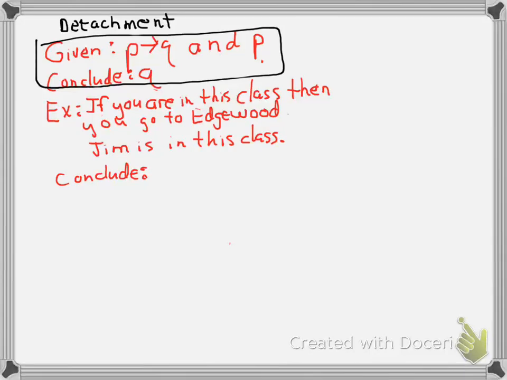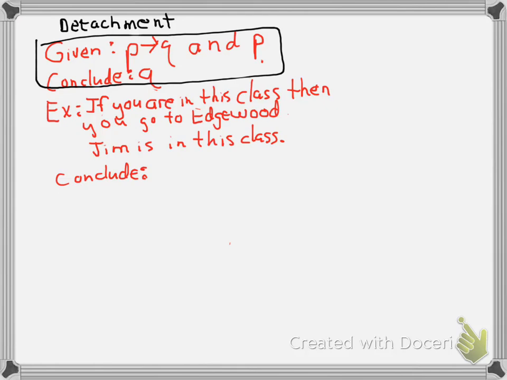The law of detachment gives us a way of drawing conclusions from if-then statements. It says, suppose that you're given an if-then, if P then Q. Here I've shown it with the arrow symbol. P with the arrow to Q means if P then Q. It's sometimes read as P implies Q, but it means if P then Q.